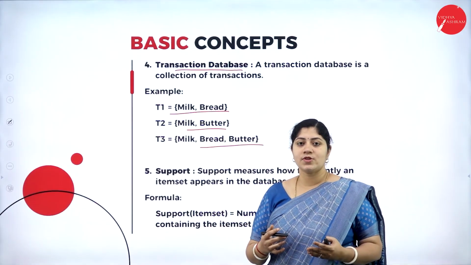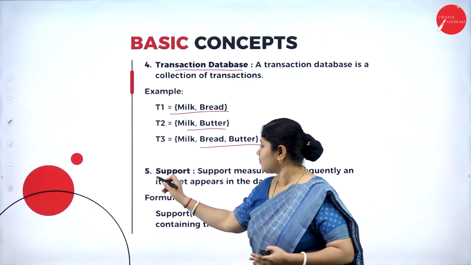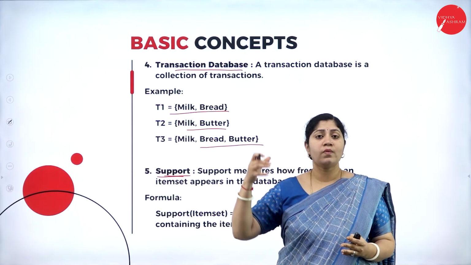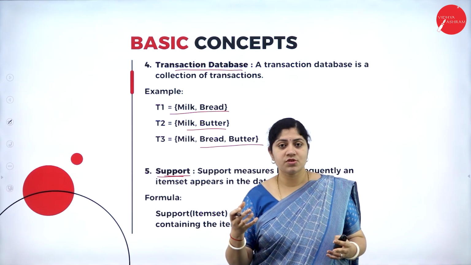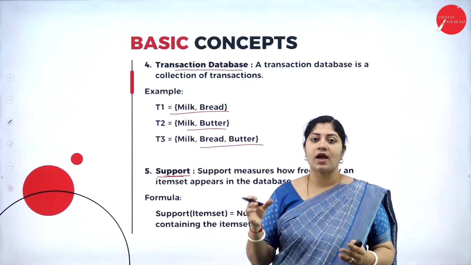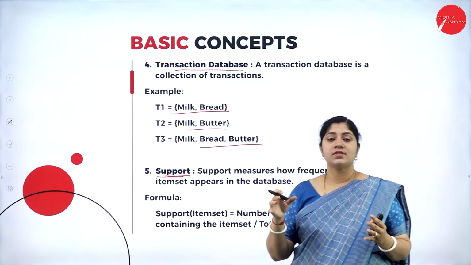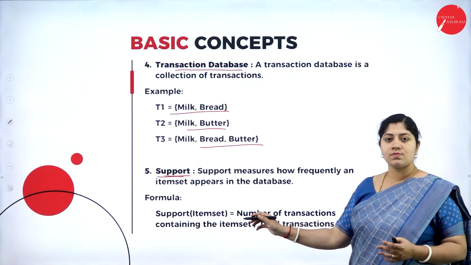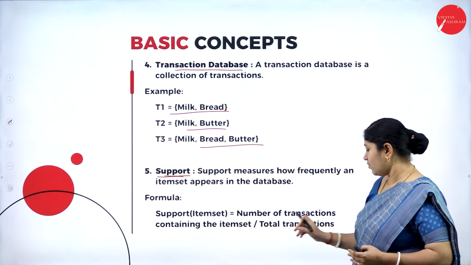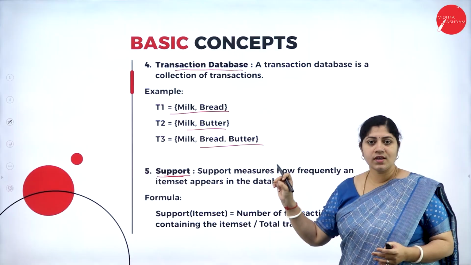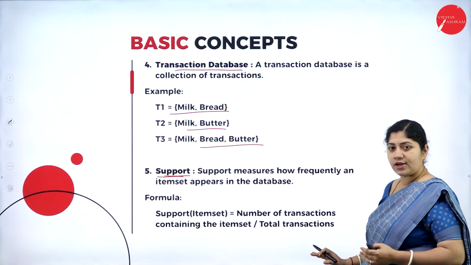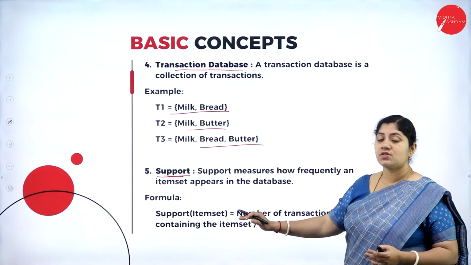Now the next concept is support. The support concept measures how frequently an item set appears in the database. Let's see a simple formula for support: the support of an item set is equal to the number of transactions containing the item set divided by the total transactions. So this is support.